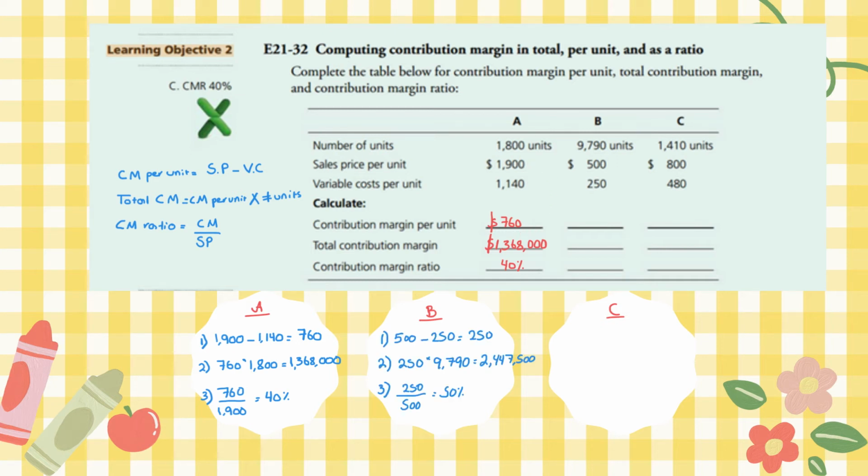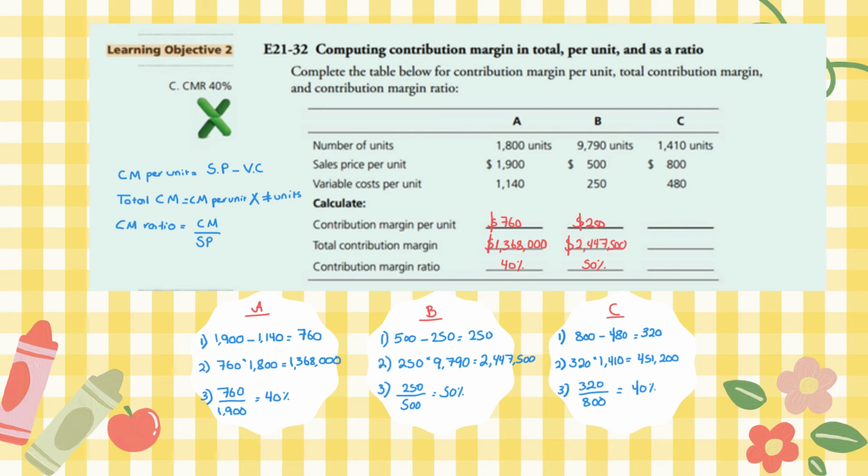I did the same for B. I got 250 for the contribution margin per unit. For the total contribution margin, I multiplied the 250 with the number of units, which is 9,790. I got 2,447,500. For the contribution margin ratio, I divided 250 by the sales price, which is 500. I got 50%.